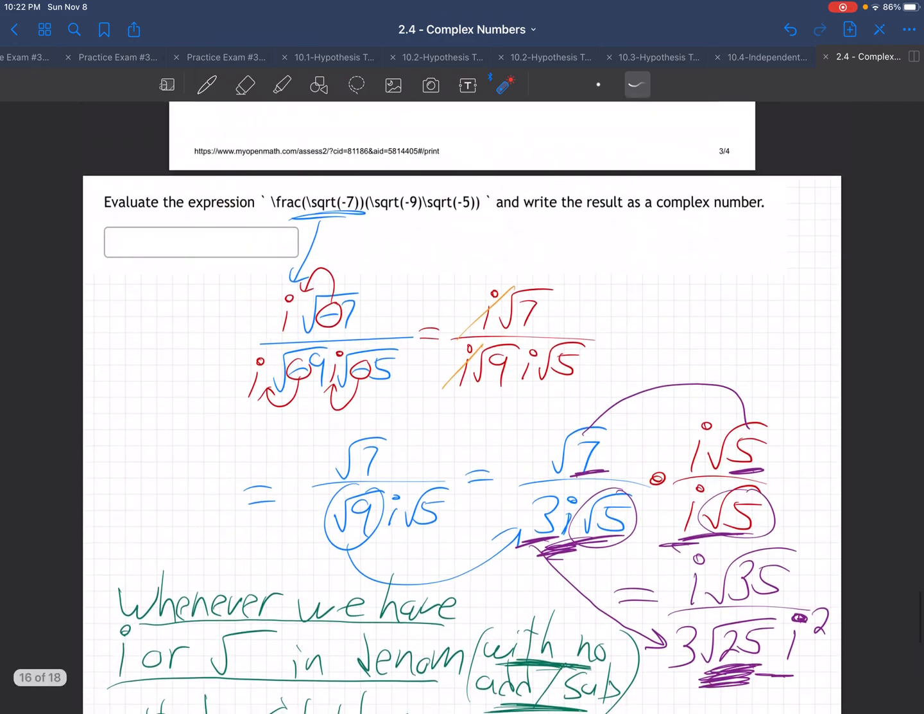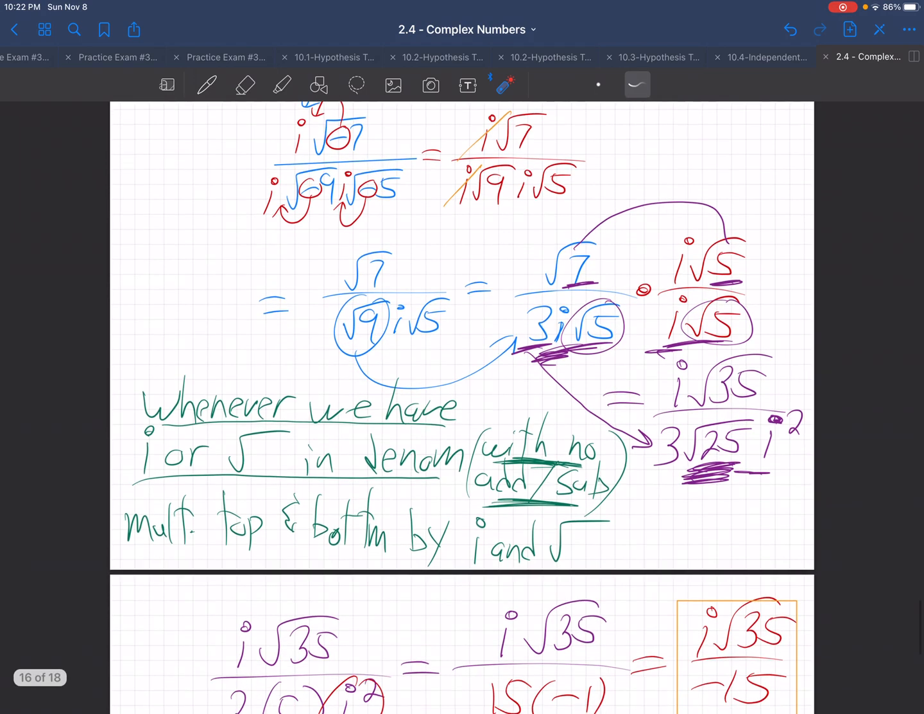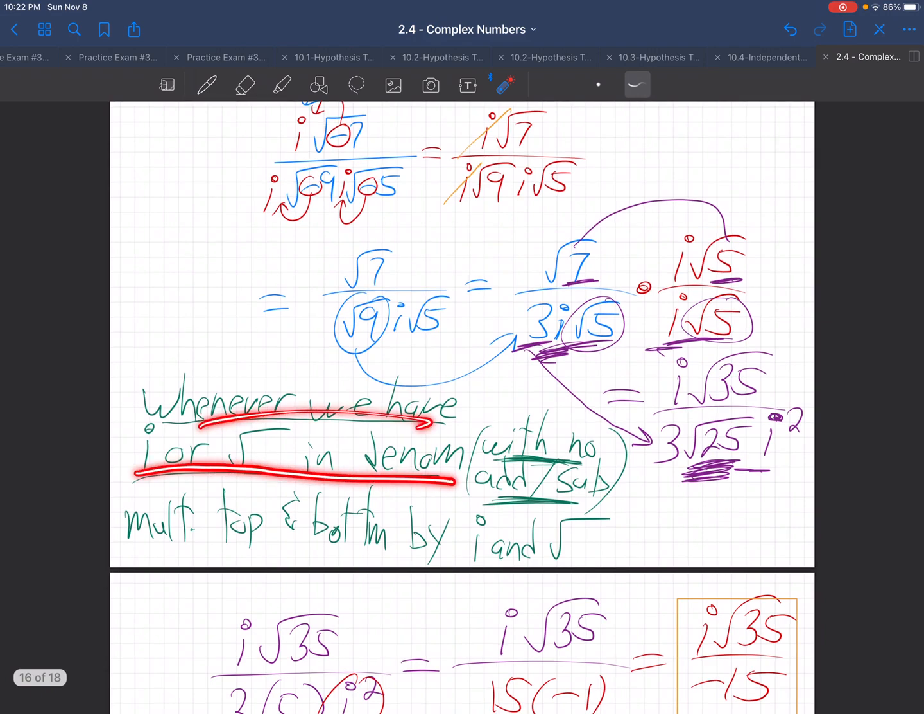So how do we do that? Let's run over that one more time. So negatives inside roots all come out as i's. These i's canceled, had one i in the bottom, and a square root on the bottom. Or actually right here. And then square root of 9 became 3. And so whenever, and here's the key step, whenever we have an i or a root in the denominator with no adding, subtracting, if you have adding, subtracting, you got to do something fancier called the conjugate. We'll get to that later.